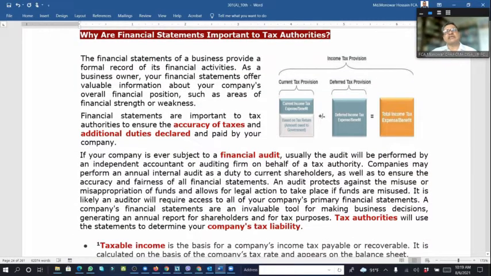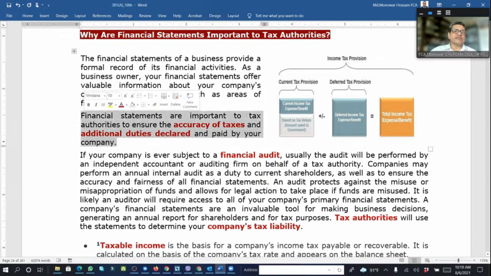Now, why is financial statement important to the tax authorities? The financial statement of a business provides a formal record of its financial activities. As a business owner, our financial statement offers valuable information about our company's overall financial position. And financial statements are important to the tax authority to ensure the accuracy of tax and additional duties declared and paid by the company. That's why financial statement is very much important for the tax authority.